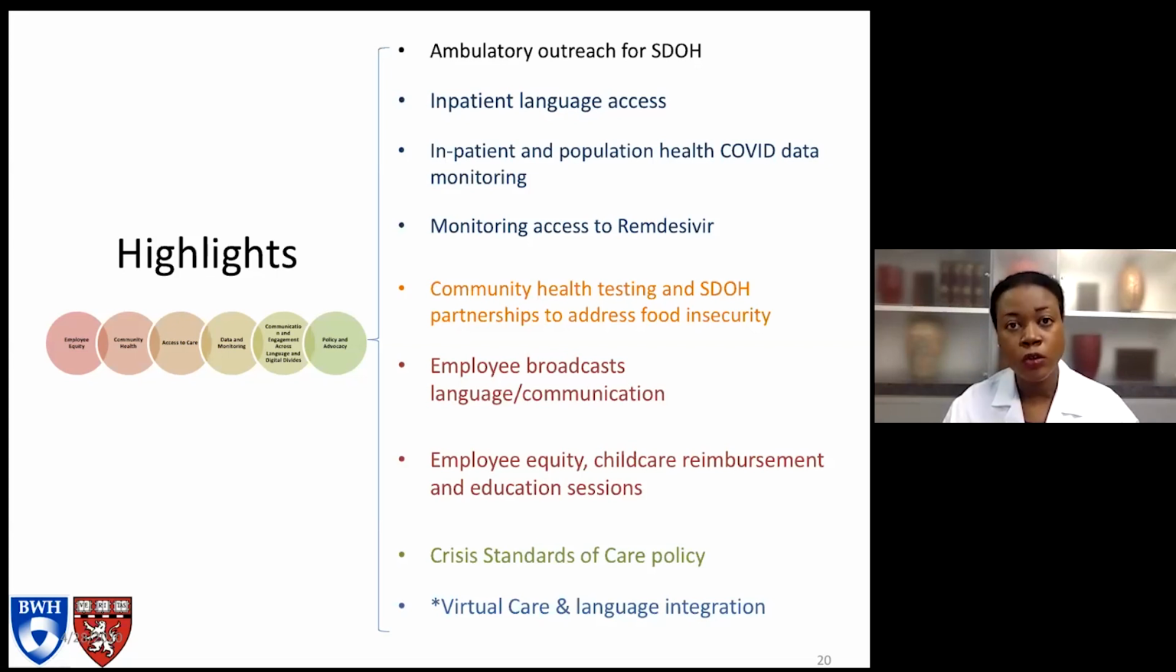And I'll also allude to an emerging area for our institution, which includes virtual care and making sure that access to virtual care is equitable and also incorporates language access.